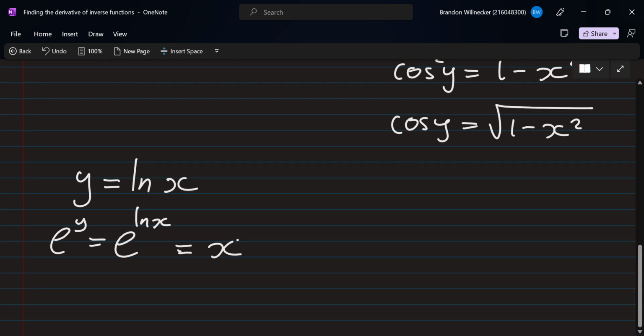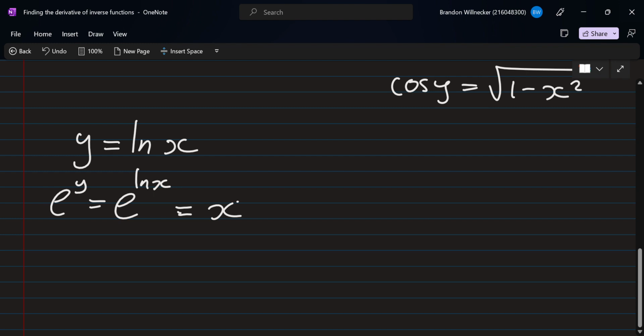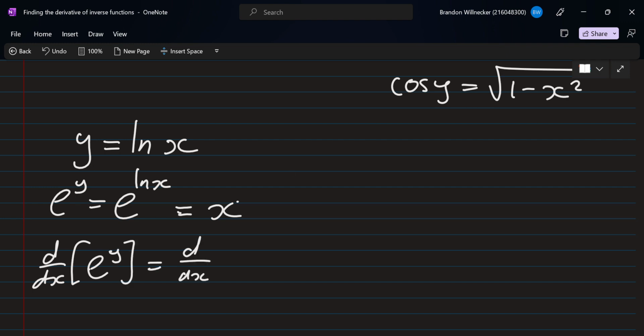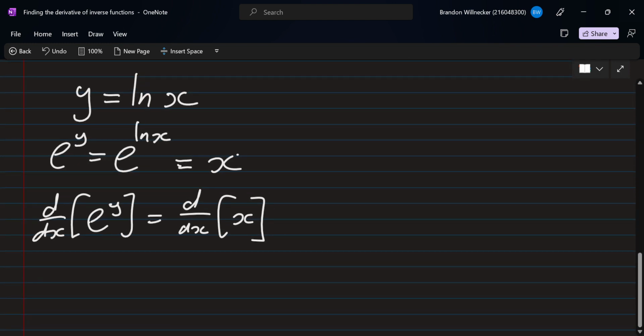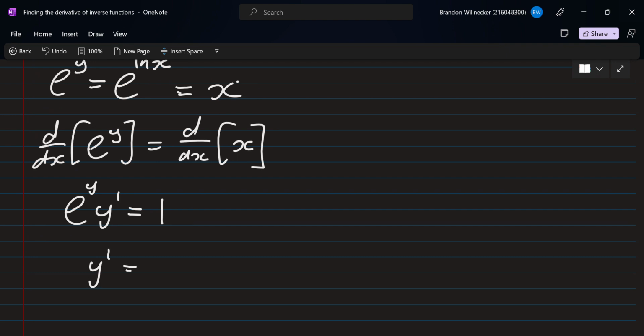The y is in the function there, so it's implicit. We can take the derivative on both sides. d by dx of e to the y is equal to d by dx of x. So let's follow through with that. The derivative of this, we've done that in a previous example. That's going to be e to the y times y prime. The derivative of x is going to be 1. So y prime is 1 over e to the y.